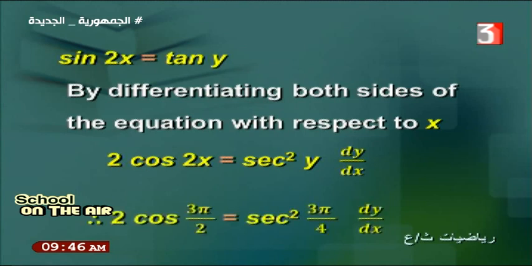When x equals 3π/4 and y equals 3π/4, then 2 cosine 2 times 3π/4 equals 3π/2, which equals sec² y times dy/dx. We know that cosine 3π/2, or cosine 270°, equals 0, then dy/dx equals 0. dy/dx is the slope of the tangent to the curve, or dy/dx equals tan of the angle which the tangent makes with the positive direction of the x-axis.